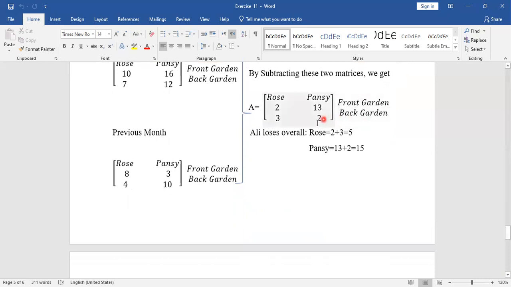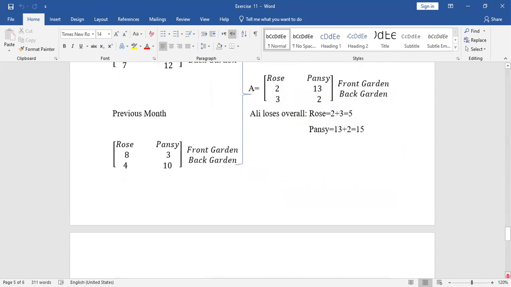At the end, we are going to find out how many number of roses he lost. So after subtracting these from the previous month and the present month, we are going to add like this, that total number of roses from the front and back garden he lost. He has now overall 5 roses and pansies 15 in number.